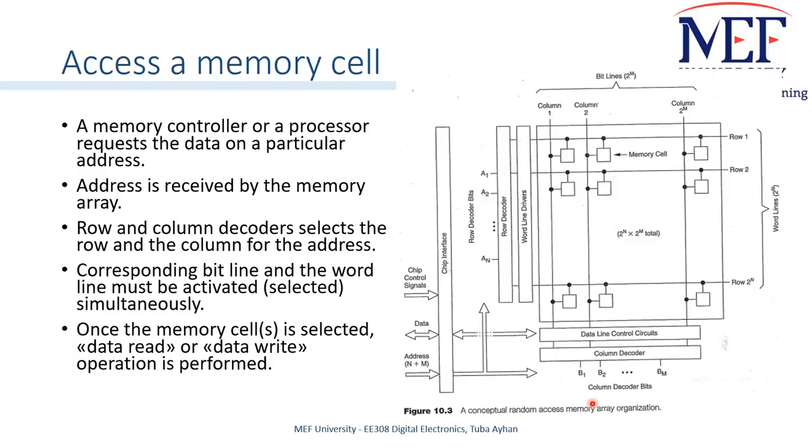The row and column selection are done by the column decoder and row decoder. Once a memory cell or a group of memory cells is selected in this manner, a data read or write operation is performed on the selected single or multiple bits in a particular row.